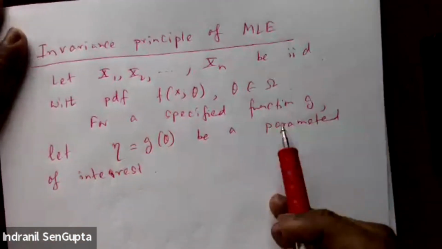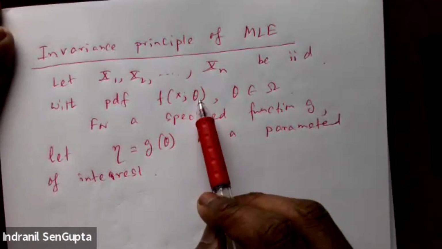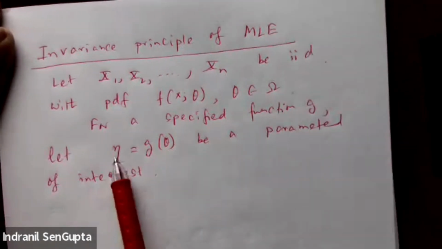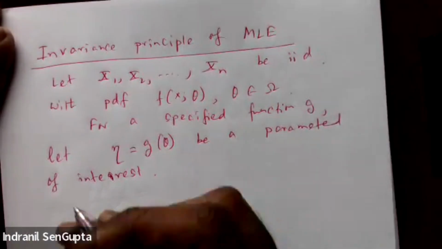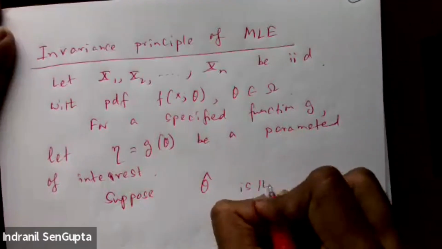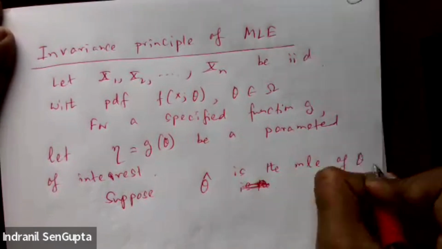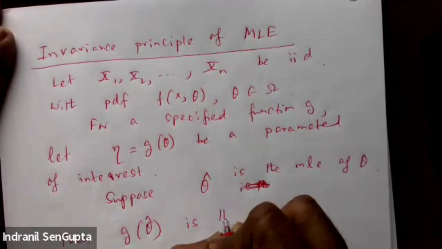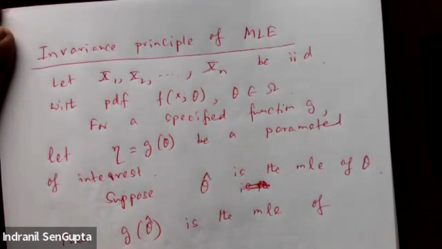What are we trying to do? So theta is basically the unknown that we try to estimate using the maximum likelihood estimator, and suppose we found it. Now, suppose we are considering some eta equals g of theta for a particular function g. Now, suppose that theta hat is the maximum likelihood estimator of theta. Then g of theta hat is the maximum likelihood estimator of eta, which is g of theta.